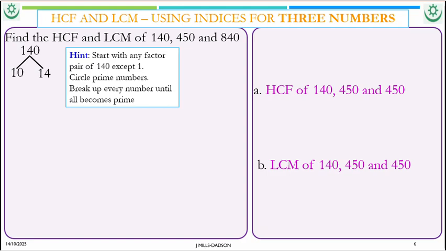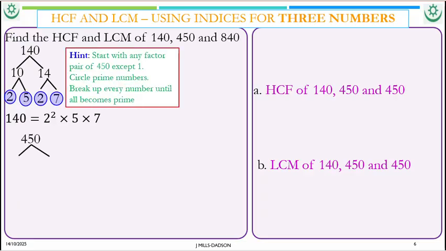So to do that, 10 times 14 is 140. We break 10 and 14 into prime factors. So 2 times 5, both are prime. 2 times 7, both are prime. So 140 will be expressed as 2 squared times 5 times 7.